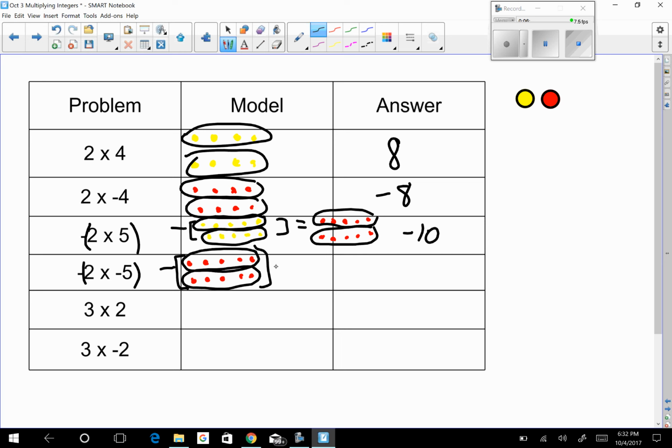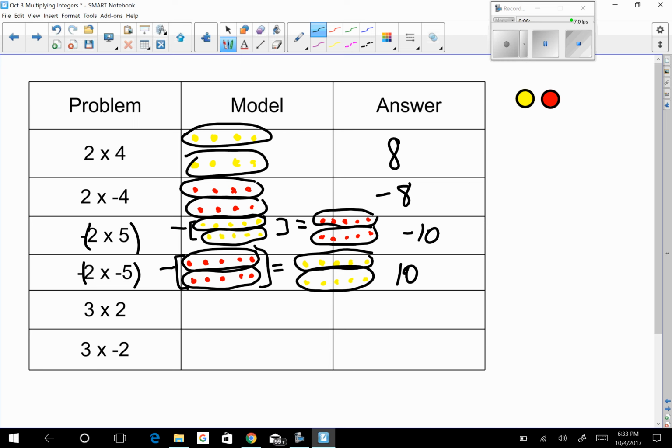We gotta close up our brackets. And then what is that going to be equal to? What is the opposite of a bunch of negatives? A bunch of positives. 1, 2, 3, 4, 5. And draw our groups here. So the opposite of 2 groups of negative 5 is going to be 2 groups of positive 5, which is equal to 10.